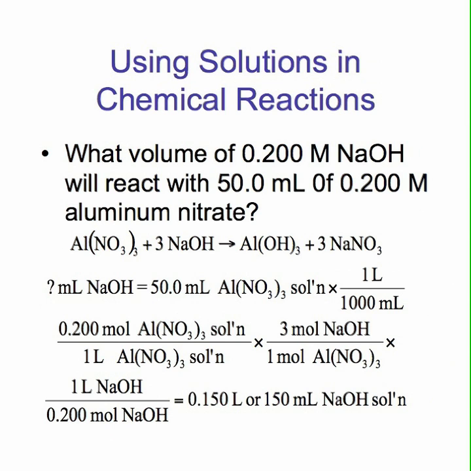Now we have moles of aluminum nitrate. To convert to moles of sodium hydroxide, we multiply by the stoichiometric coefficient, 3 moles of sodium hydroxide per 1 mole of aluminum nitrate. And then to convert to liters, we divide by the molarity of the sodium hydroxide, 0.2 moles of sodium hydroxide per liter of sodium hydroxide. And this will give us a volume of solution required to react of 0.150 liters.